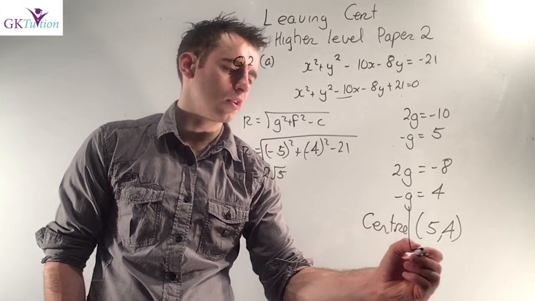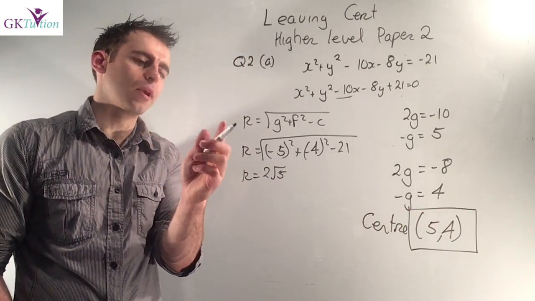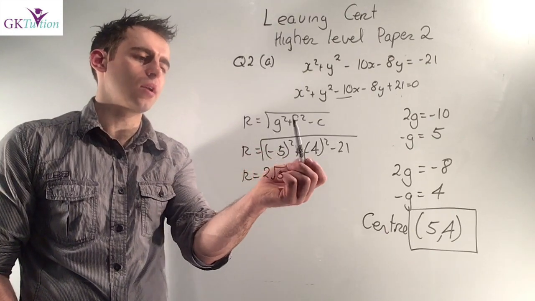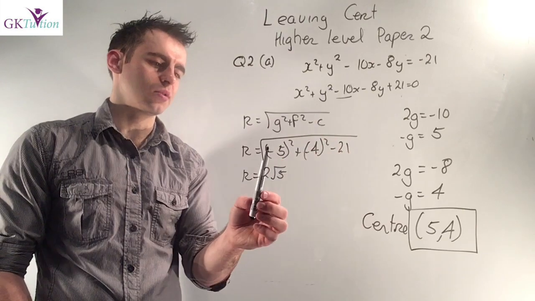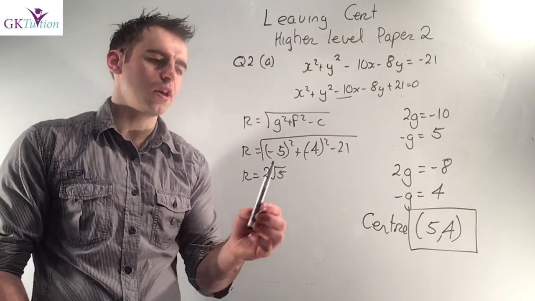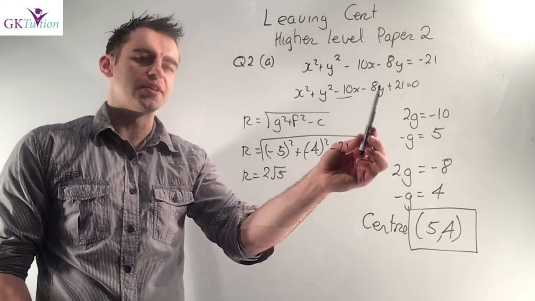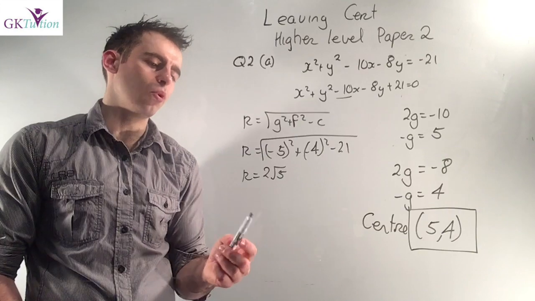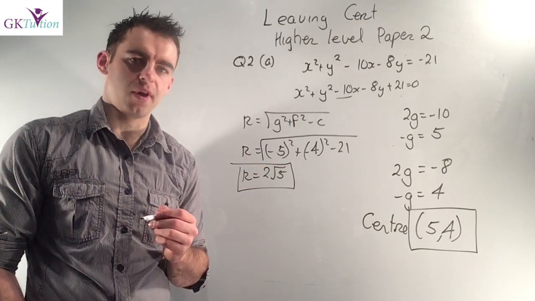So the center of your circle is (5, 4). Then to get the radius, again, it's straight from my log tables. It's the square root of g squared plus f squared minus c. g is half the coefficient of x, so it's minus 5. f is half the coefficient of y, which is minus 4. And minus c is minus whatever this number is, so it becomes minus 21. You plug it into your calculator, and your radius is 2 root 5.